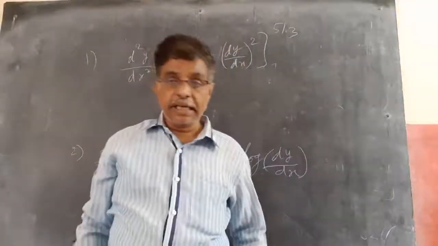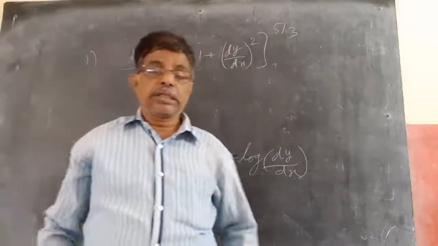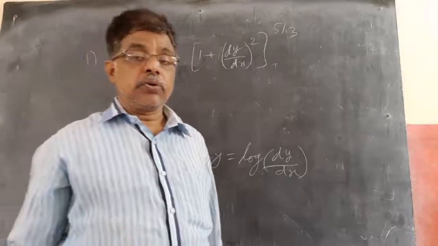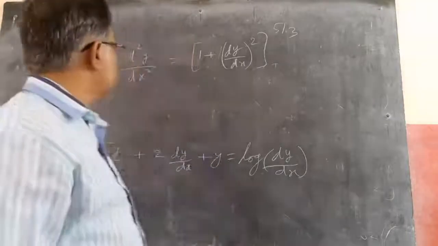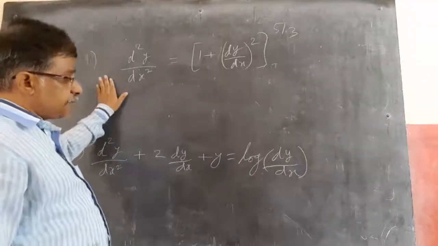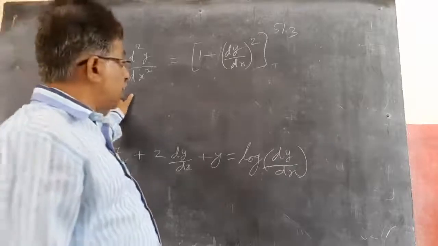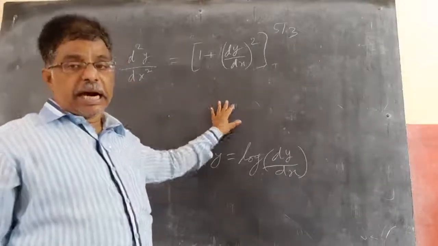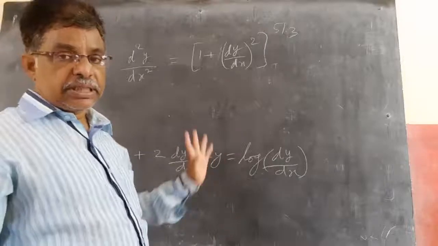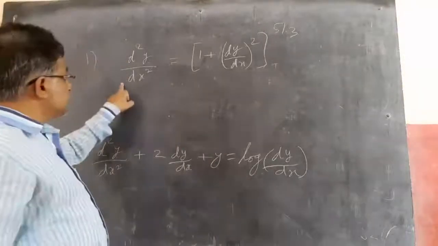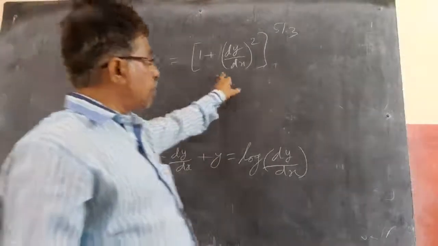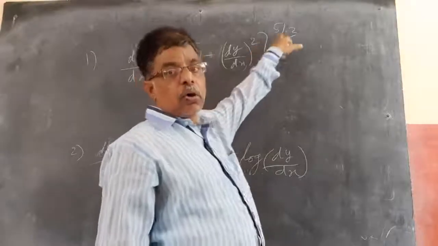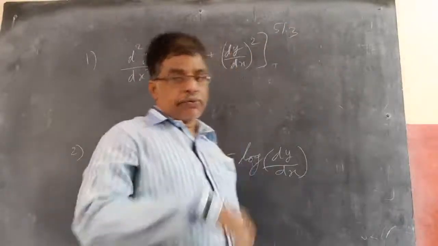Good morning, everybody. Today we will discuss some examples on order and degree and how to form the equations. Find the order and degree of the following equations. d square y by dx square equal to (1 plus (dy by dx) whole square) whole power 5 by 3.